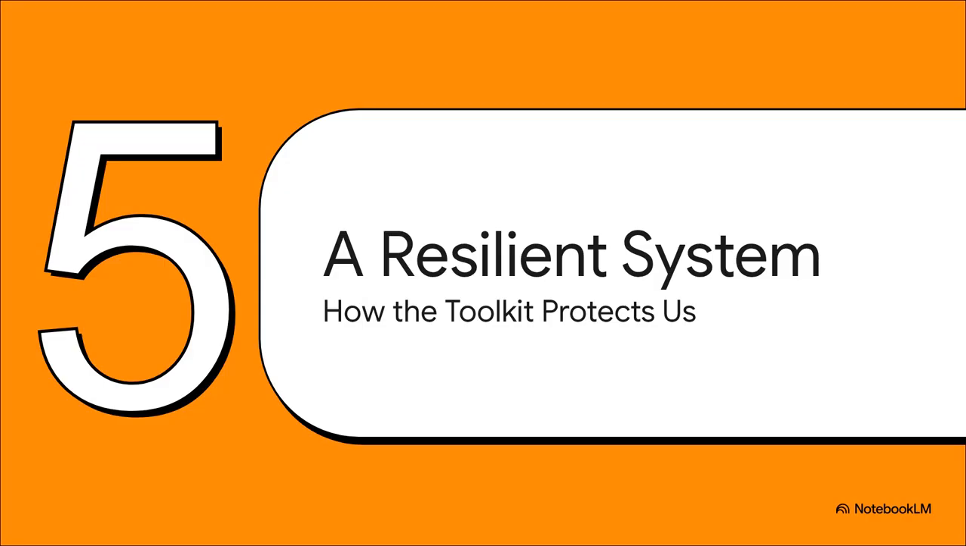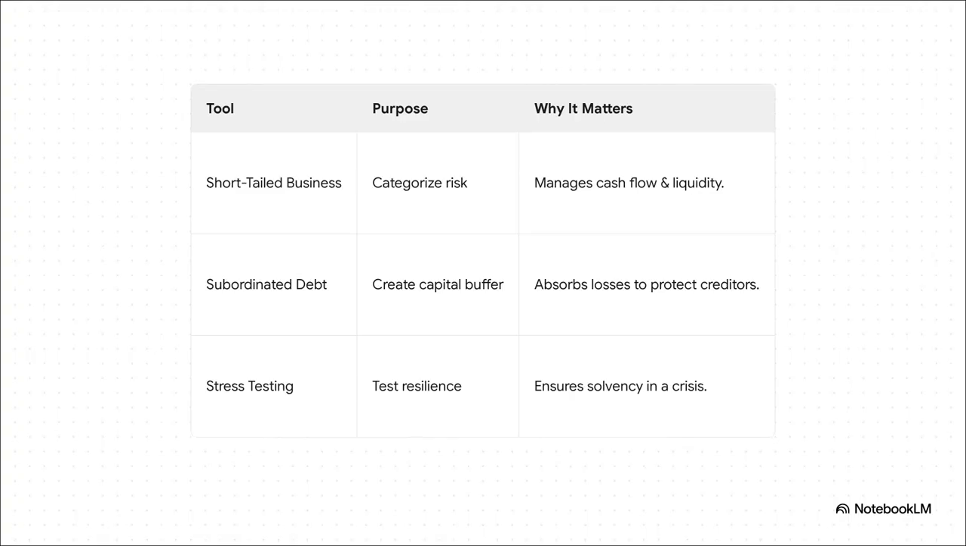Okay, so let's bring this all together now. How does this whole toolkit of kind of abstract ideas actually build a resilient financial system that impacts all of us? So, let's recap. You categorize risk with concepts like short-tailed business to manage your cash flow. Then you build in those capital buffers using subordinated debt to absorb shocks. And finally, you test that whole structure with stress testing to make sure it can actually survive a crisis. Each tool plays a really distinct and critical role in the system.